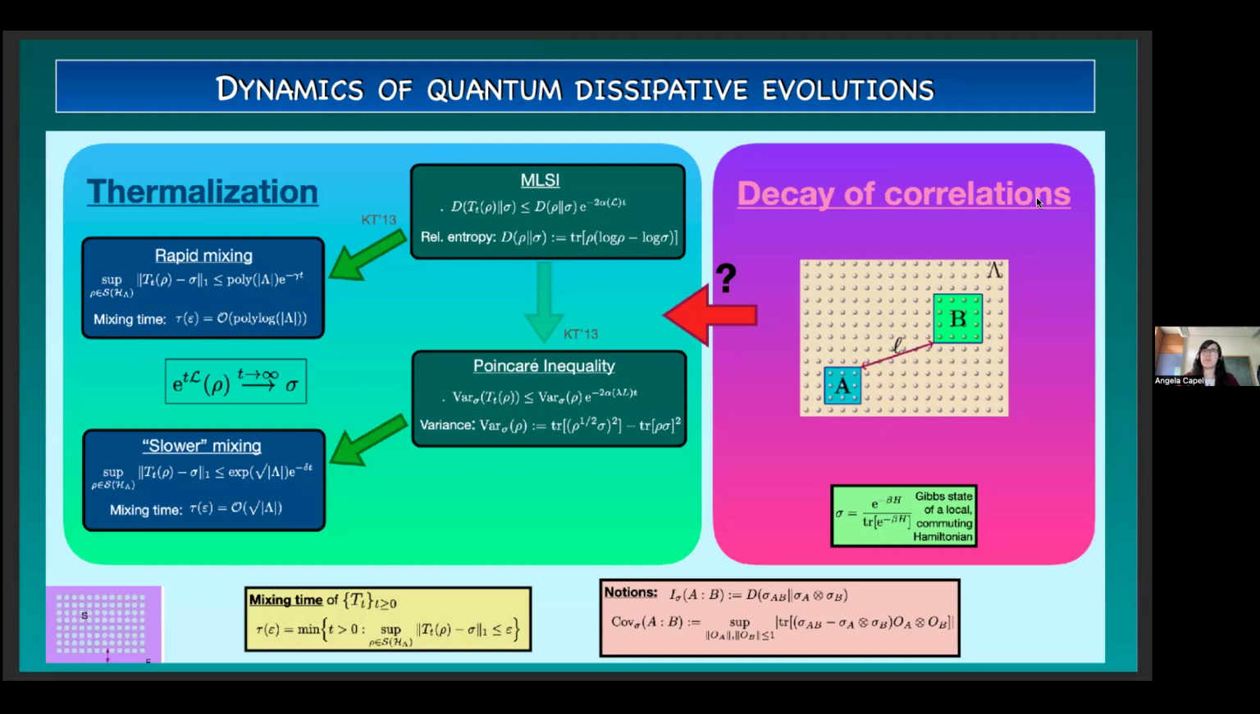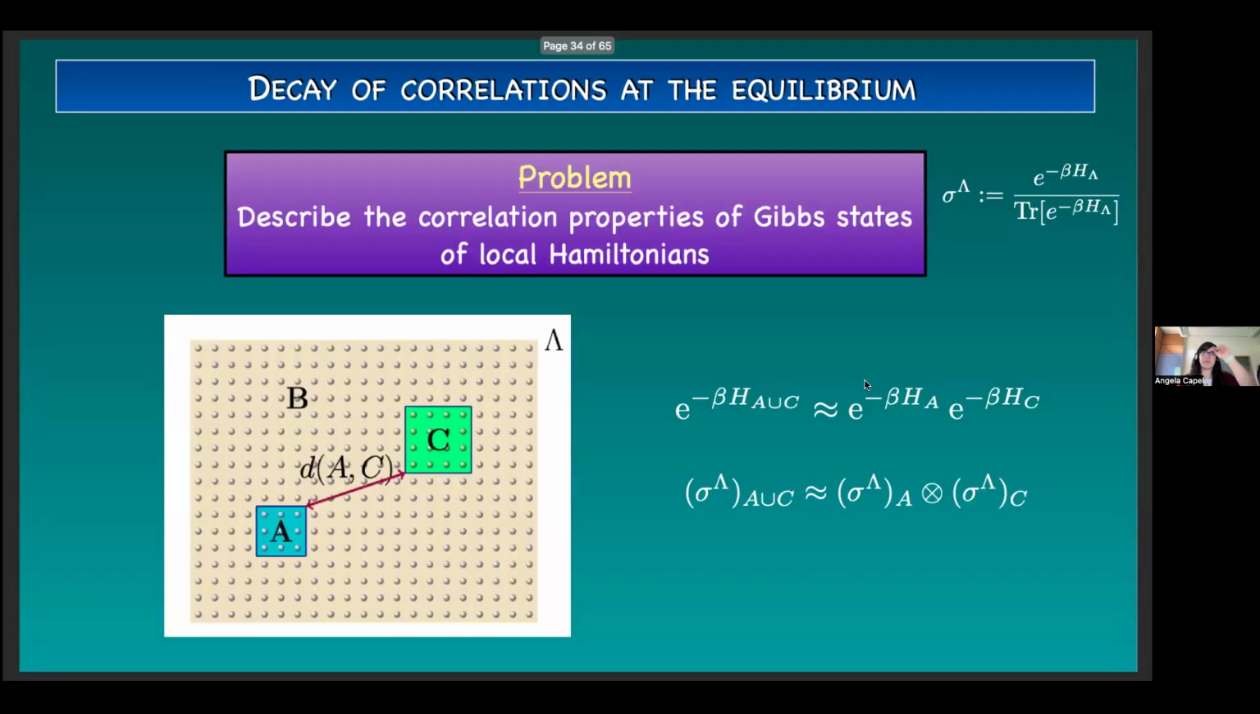And for that, we need to look at decay of correlations on the Gibbs state of the evolution, which is the fixed point of the evolution. And now I'm going to go into not so many details from now on, because I know that time is running. What we want to describe in this part of the talk has to do with how correlations decay at the equilibrium of our process. So, how correlations decay on the Gibbs state.